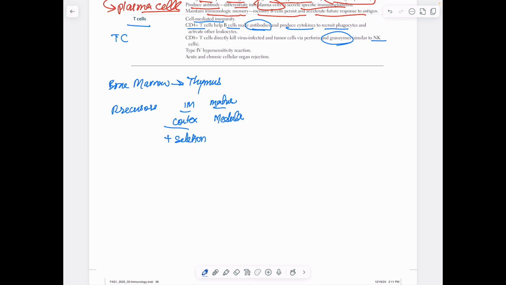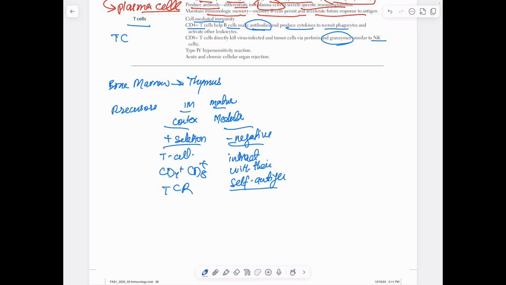The positive selection means that the T cell has both markers, CD4 positive and CD8 positive, plus they also have T cell receptors. The negative selection is also there, in which they have to interact with their self-antigens.